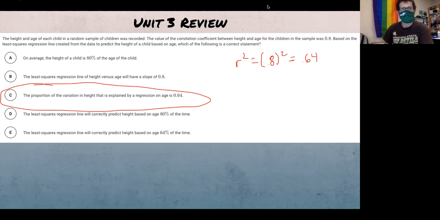And since B was the answer that was chosen, I want to remind you that the slope of a regression line is not R. The slope is R times the standard deviation of Y over the standard deviation of X. So the correlation on its own does not determine the slope, but the correlation is a factor of the slope. It factors into the slope.